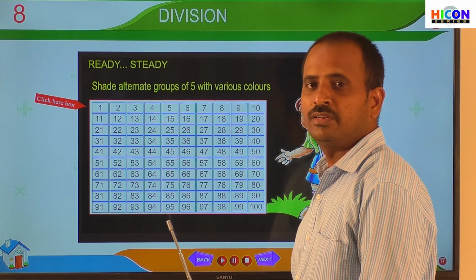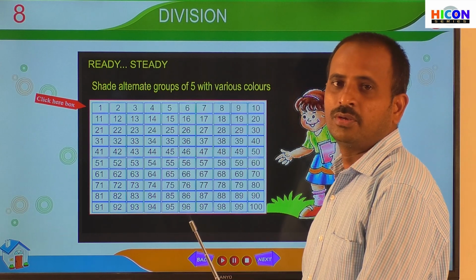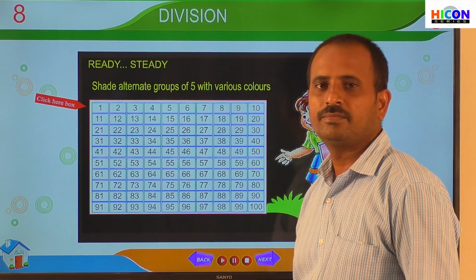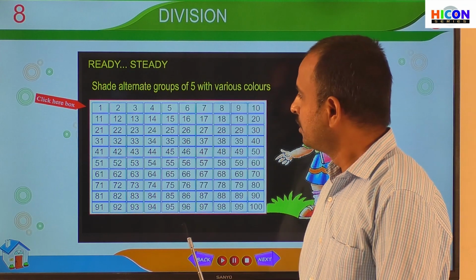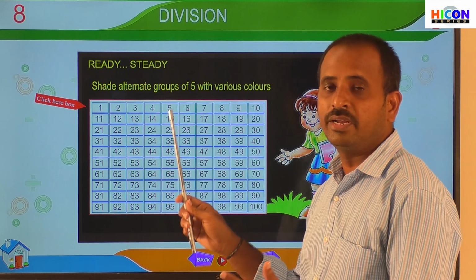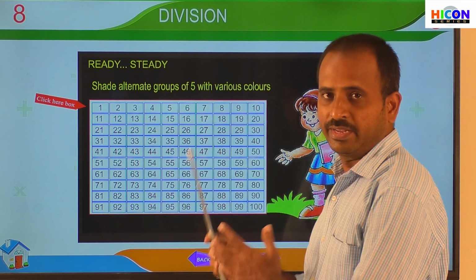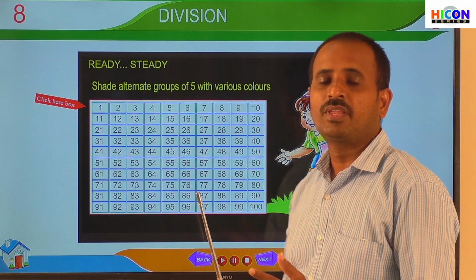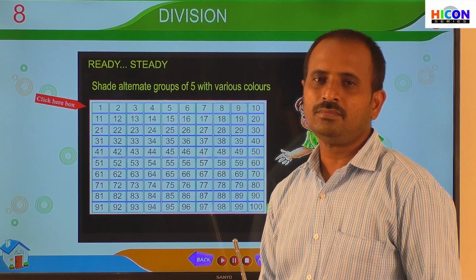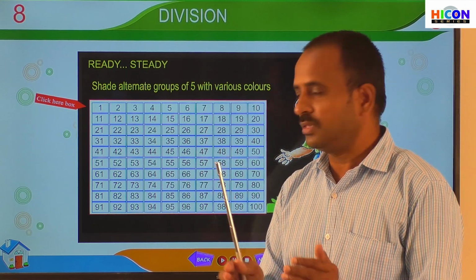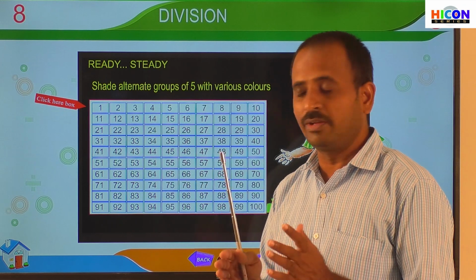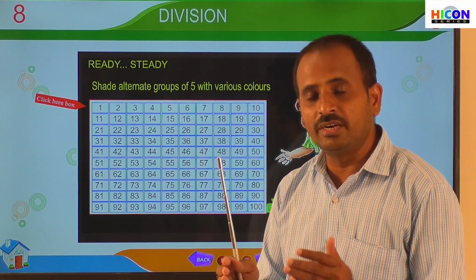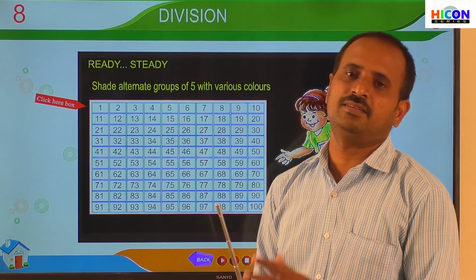Children, look at the screen. What are you observing here? You are observing the numbers 1 to 100 given here. And what do we have to do here? We have to shade alternate groups of 5 with various colors. That means we have to divide these 100 numbers into groups of 5, and we have to shade each group with various colors.